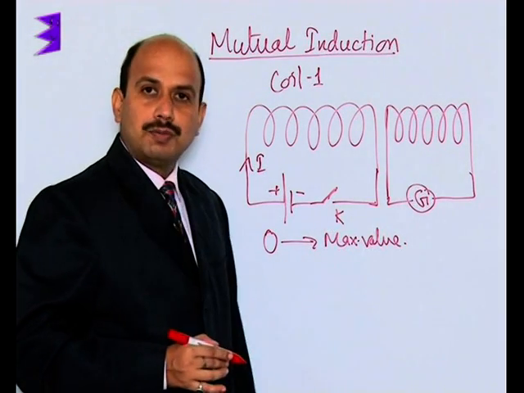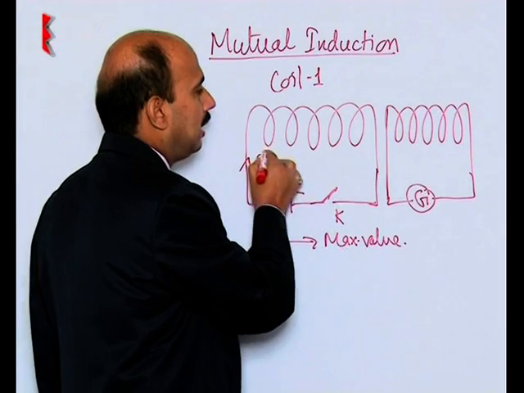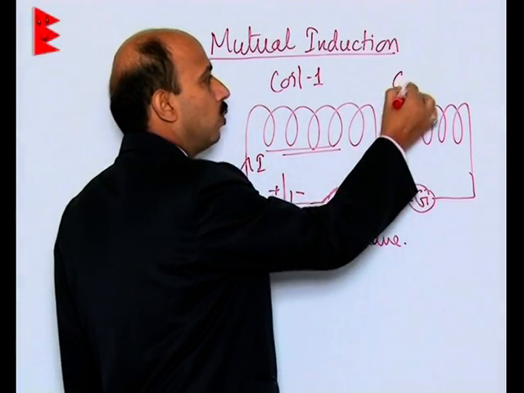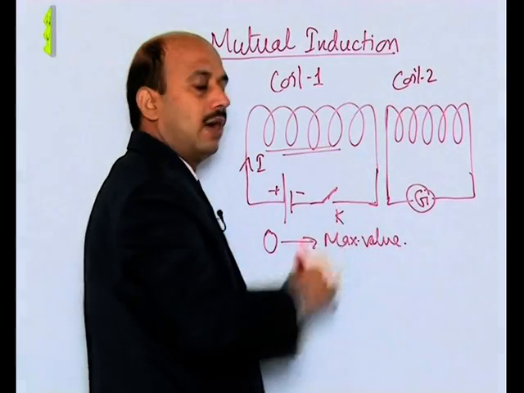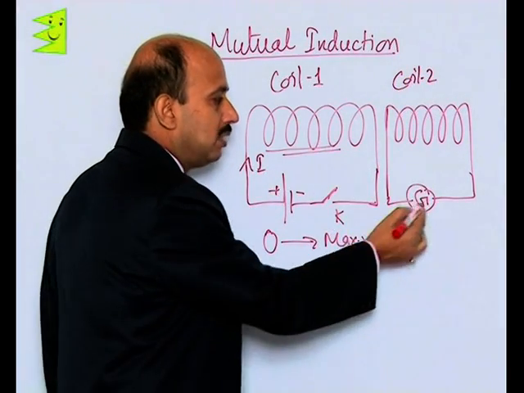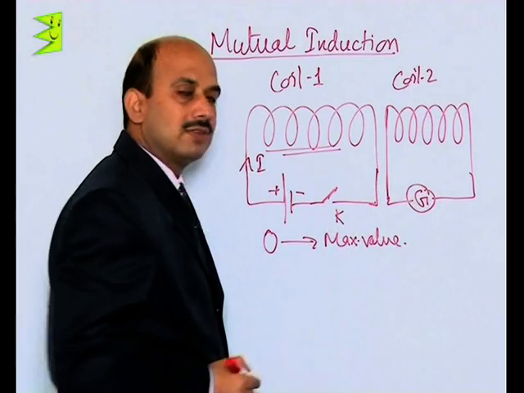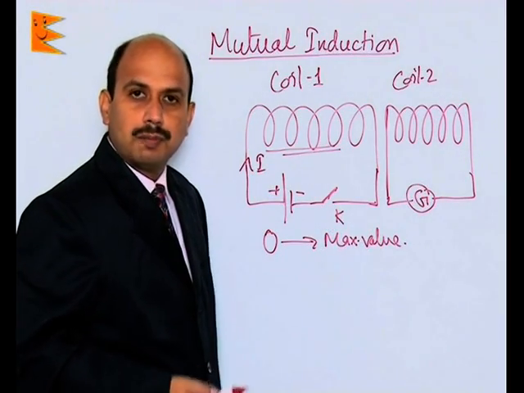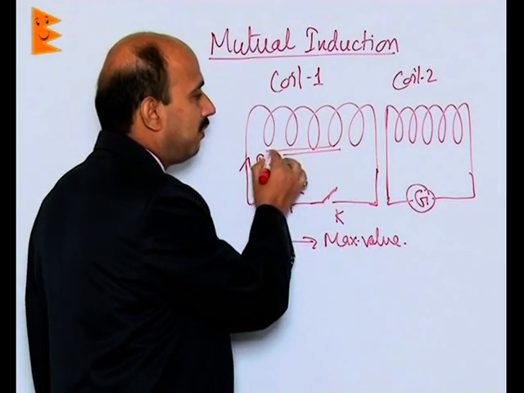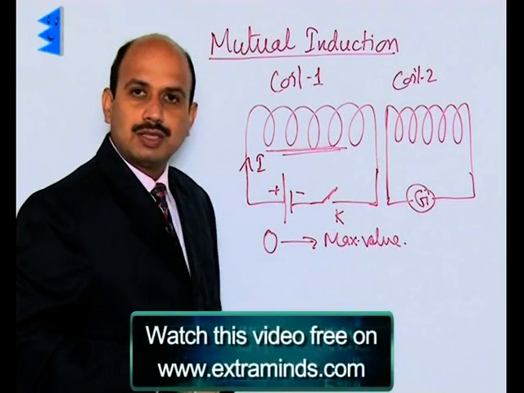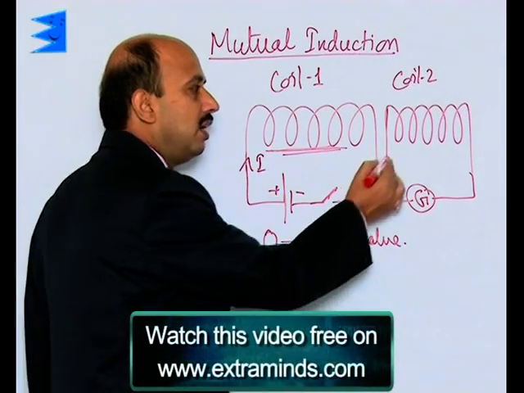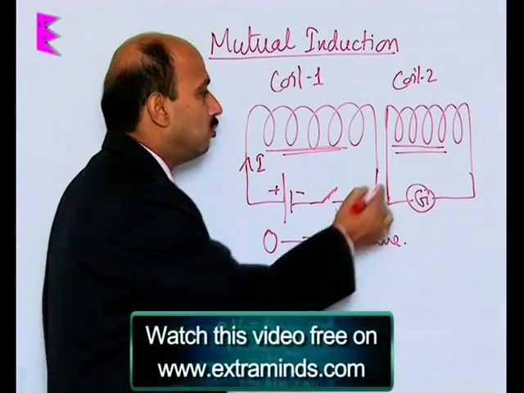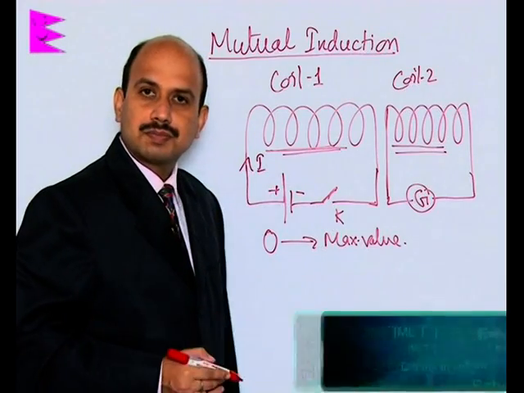When the current increases from 0 to maximum value, the magnetic flux linked with this coil increases, and in coil 2, as a result, the galvanometer shows deflection to one side. Suppose let it be to the right side. Why does it do so? Because when the magnetic flux linked with this coil changes, that is increases, there is an induced EMF in this coil which opposes the increase of this magnetic flux.